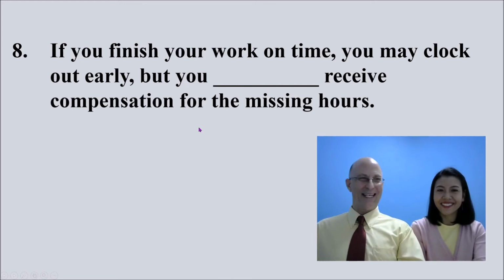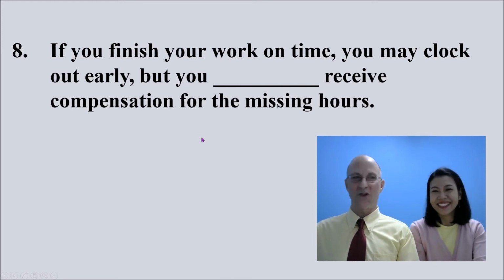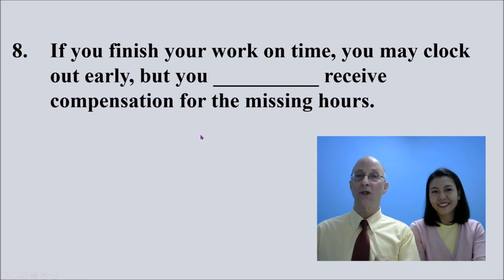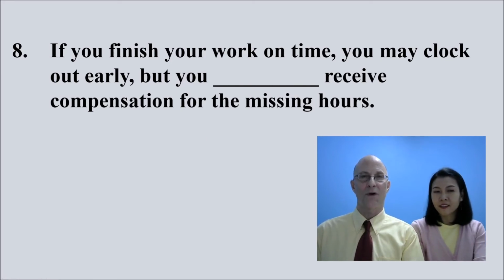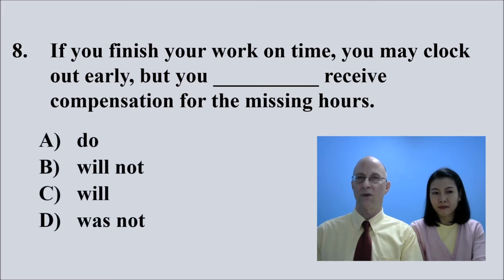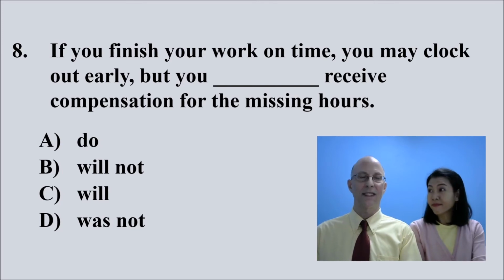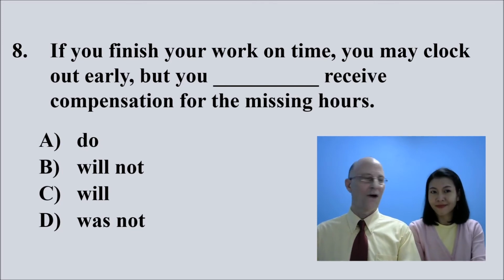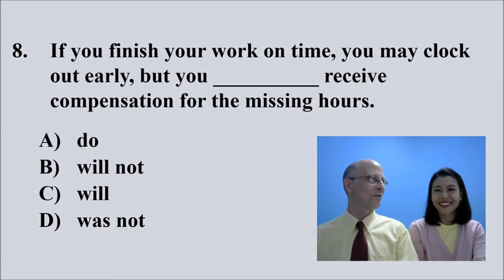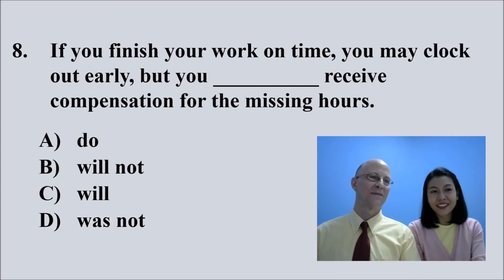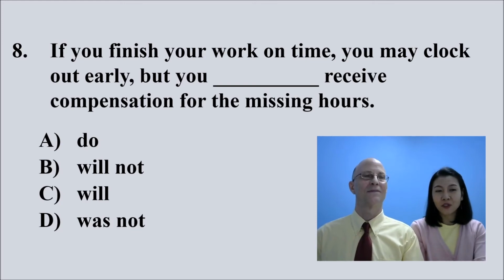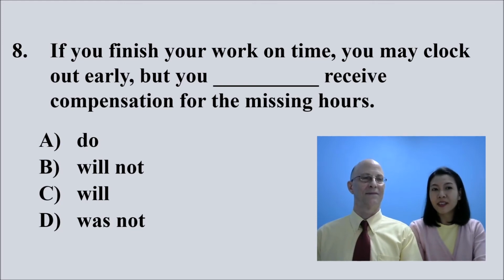I'll start again. 8. If you finish your work on time, you may clock out early, but you blank receive compensation for the missing hours. A, do. B, will not. C, will. D, was not. All right, Yudee, you told me before that you saw a key word here that can help you. Yes, right. I look at the if, and it shows that this sentence must be either zero or first conditional.